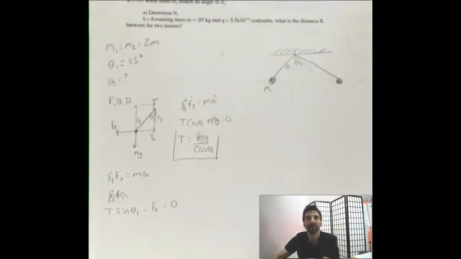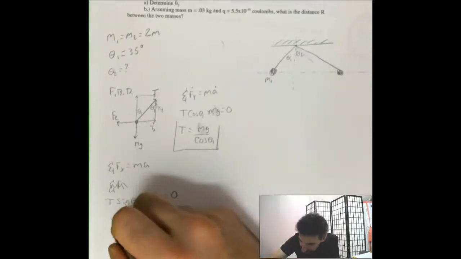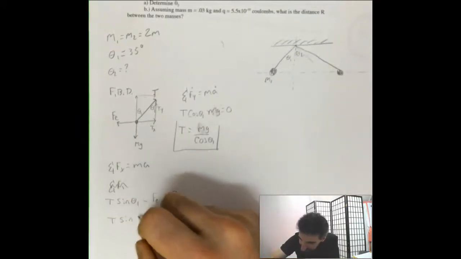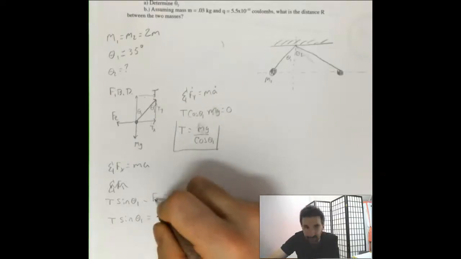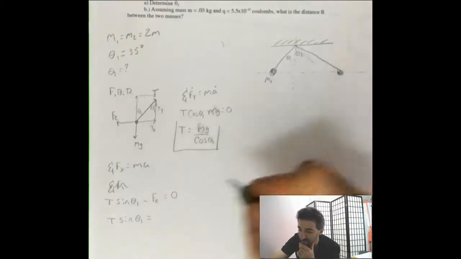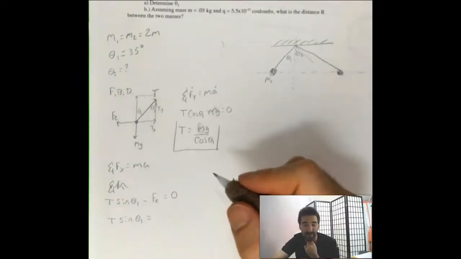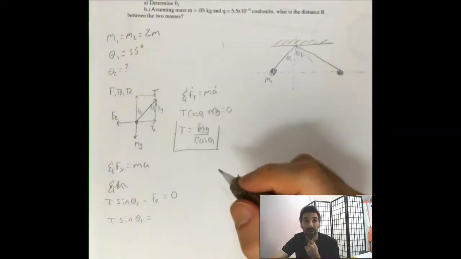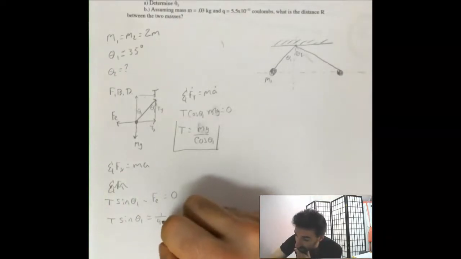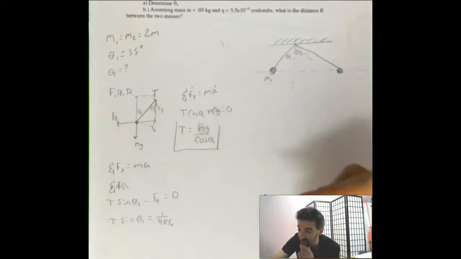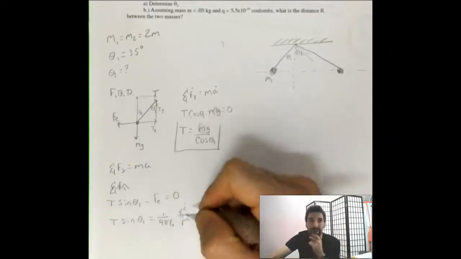Move that up a little bit so we can get more on the paper. So this is going to be T sine theta 1 is equal to Fe. Well, what is Fe? Fe is kqq over r squared, or 1 over 4 pi epsilon naught qq over r squared. Since the charges are the same, I'm going to say this is 1 over 4 pi epsilon 0 times q squared over r squared.